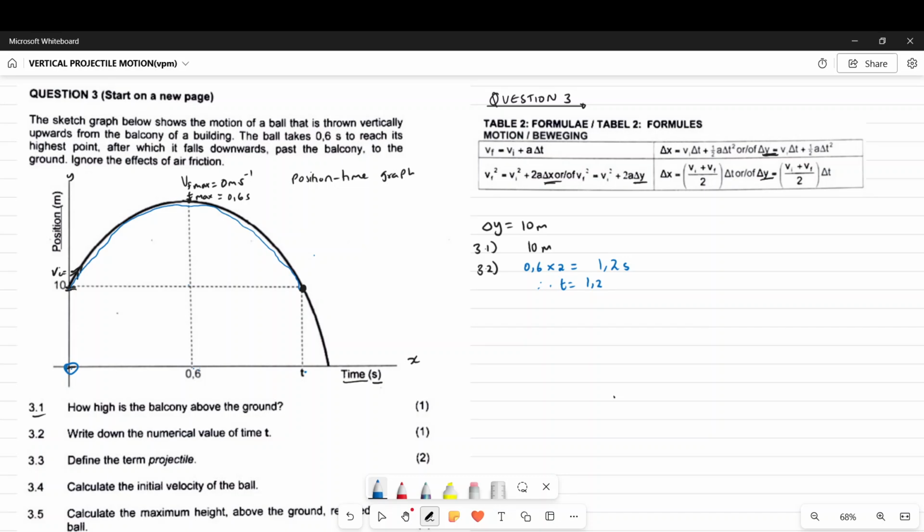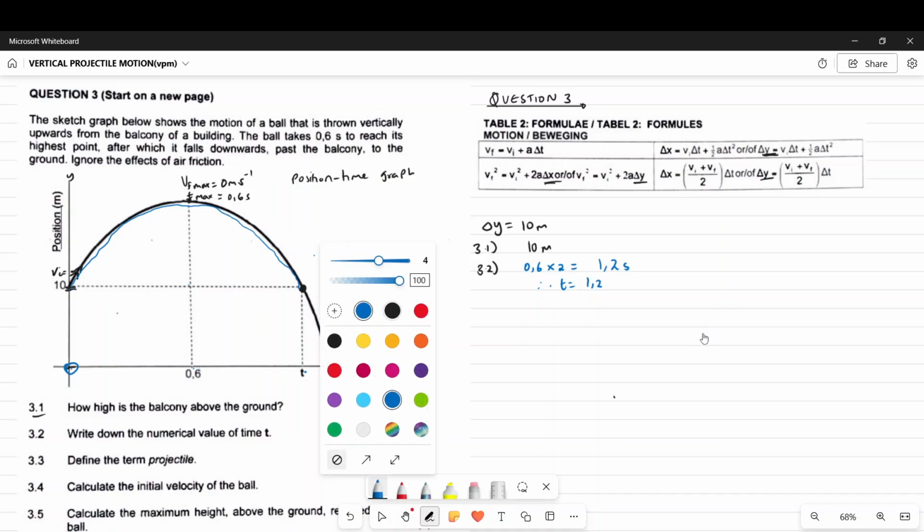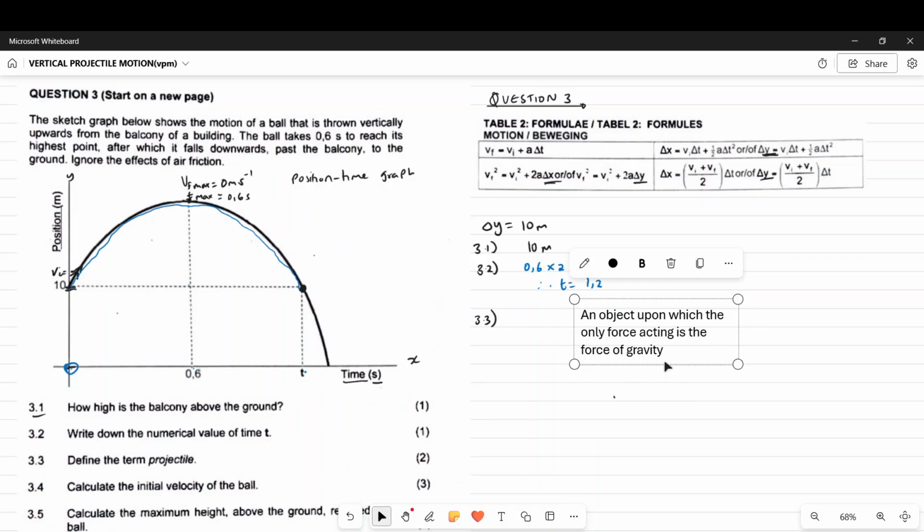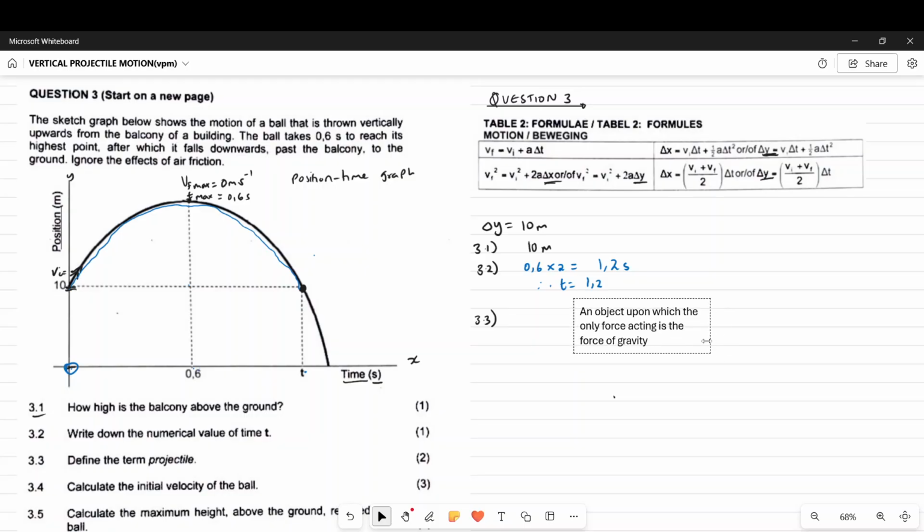Now for 3.3 they want you to define projectile motion. I'm pretty sure you guys know all these definitions of projectile motion, so we can put that quickly here. It is an object whose only force acting is the force of gravity. That's our projectile motion.